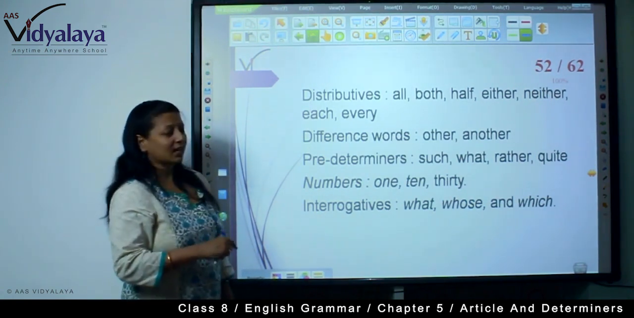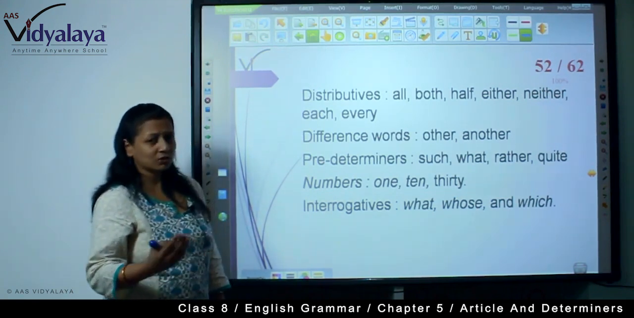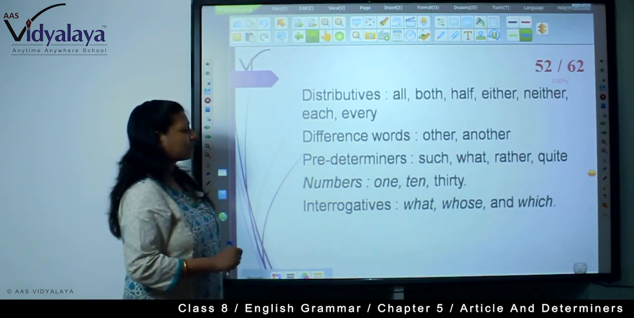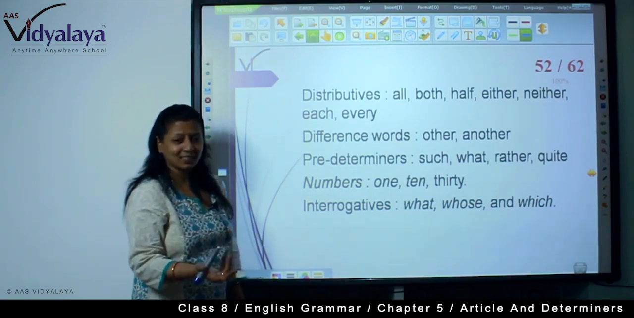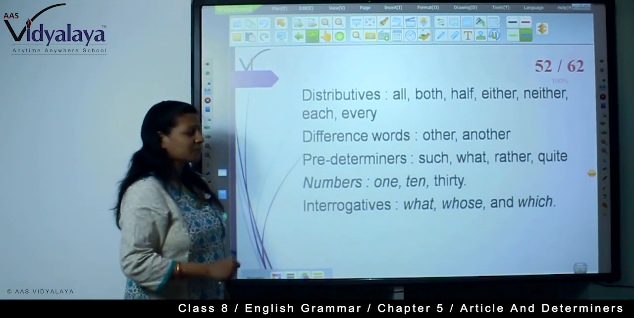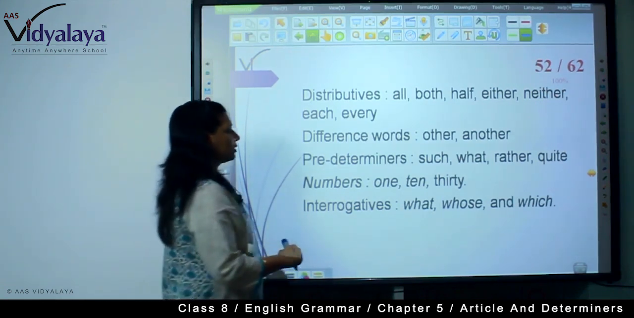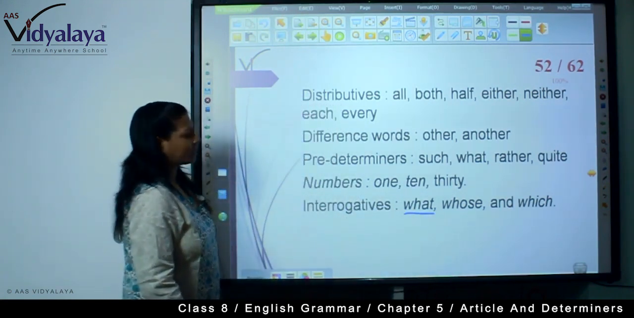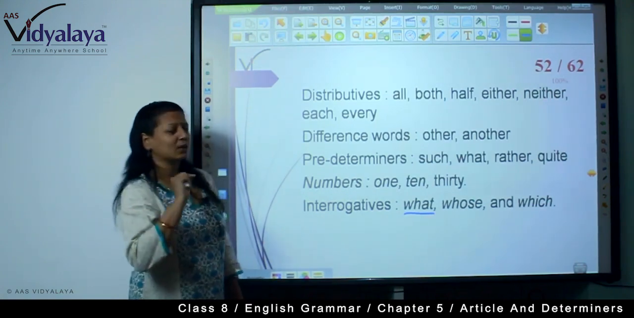Now different words, other, another. Predeterminers, such, what, rather, quite. These are all modifying nouns. Now numbers, one ball, two balls, ten articles, thirty people. So in this way you are seeing a noun everywhere. Interrogatives, what, whose and which. So these are all determiners because we are modifying nouns with them.